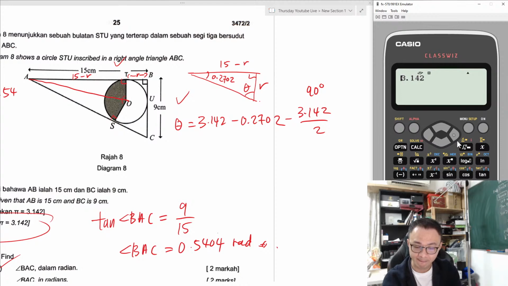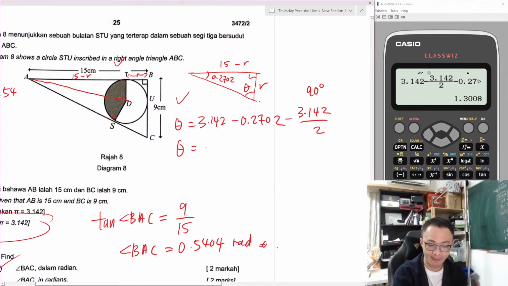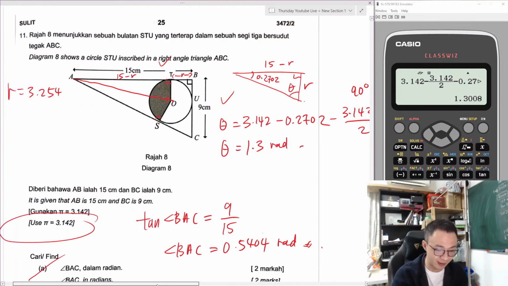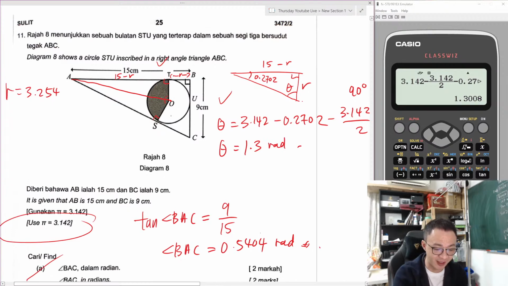3.142 over 2 first, and then minus 0.2702. Okay, this is my theta, 1.3. I call it 1.3 radian. Alright, then they want the whole angle. I want to find the whole angle.